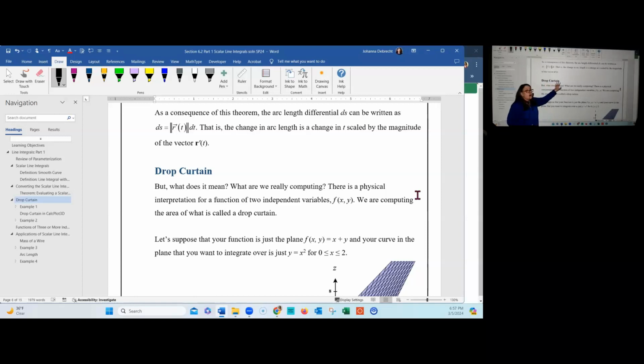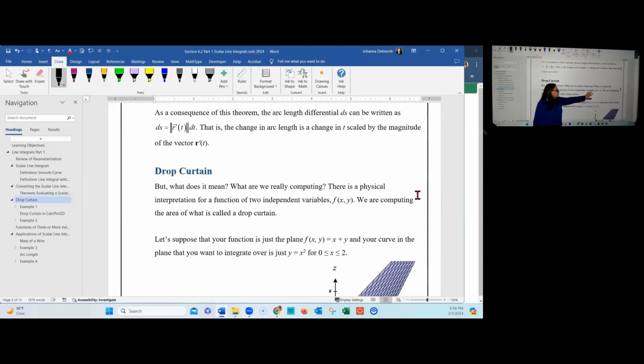Let's now talk about what it is we're actually computing. In the case of a function of two independent variables, f as a function of x and y, we do have a physical interpretation for what the scalar line integral means. When we have a function of three independent variables, we'll lose this physical interpretation. But we do have some applications that will give you a sense of how it can be used for a function of three independent variables.